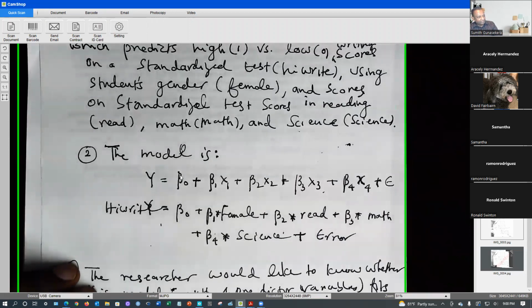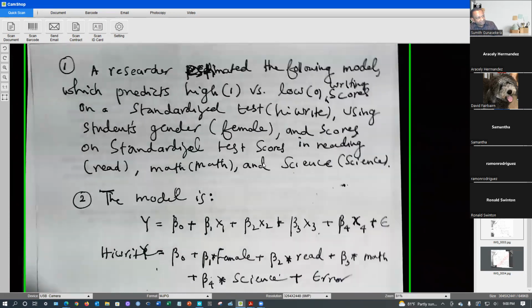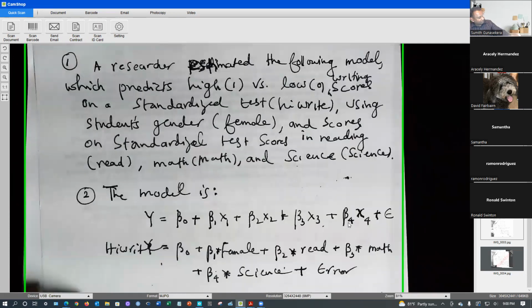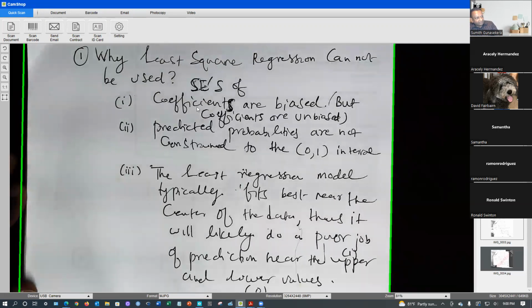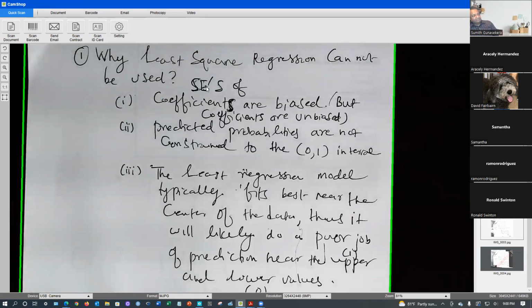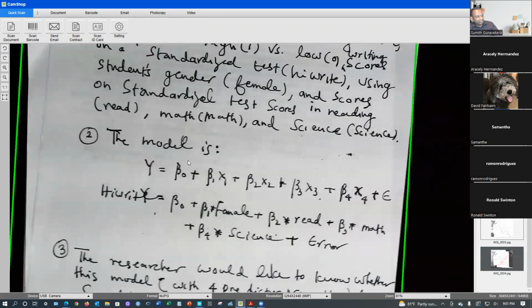These parameters are called the regression coefficients. Regression coefficients should be estimated with the aid of the least squares estimation procedure or the maximum likelihood estimation procedure. That's why that procedure cannot be utilized. The reason is the standard errors of the coefficients. Standard errors are nothing but the variance, or the standard deviation, of the coefficient. The standard errors of the coefficient estimates are biased, but the coefficients are unbiased.